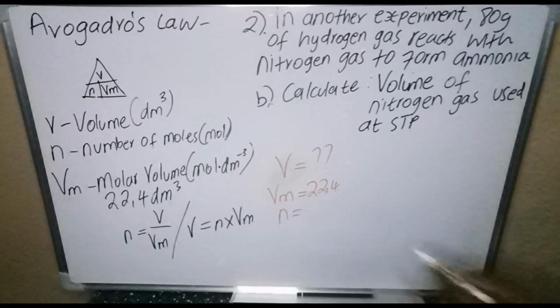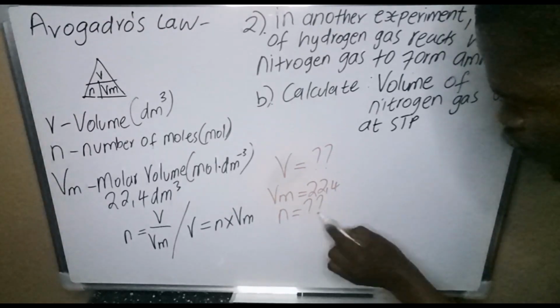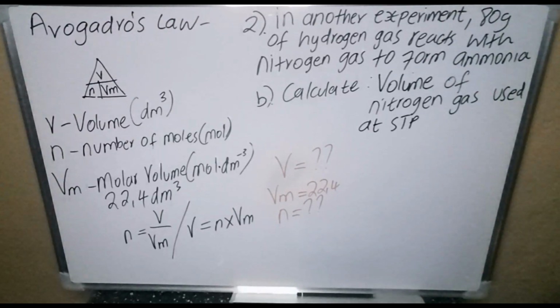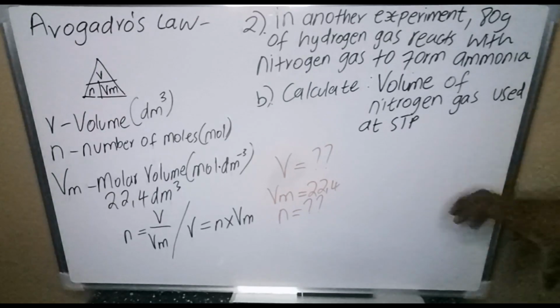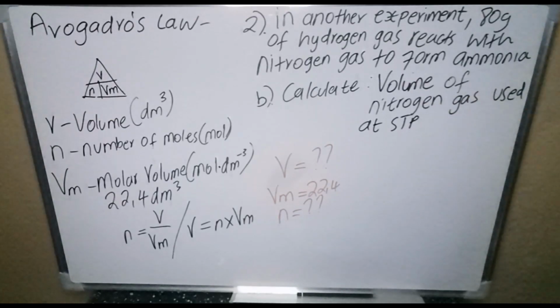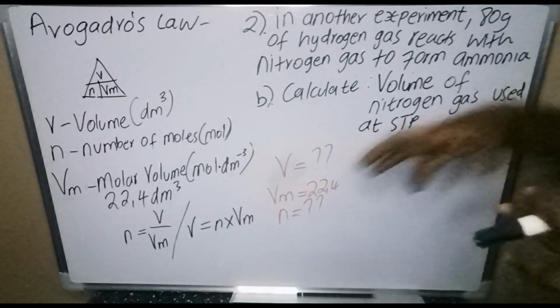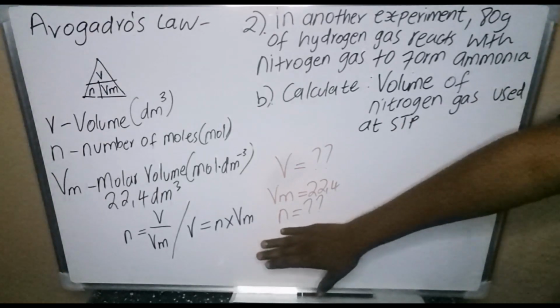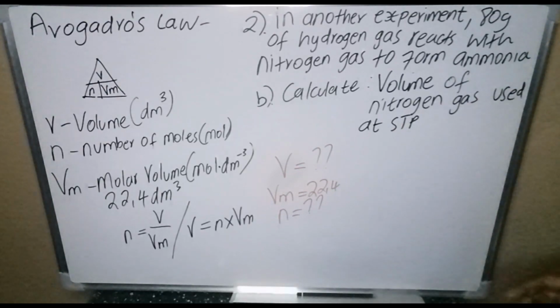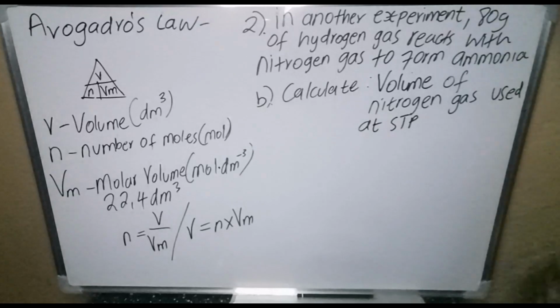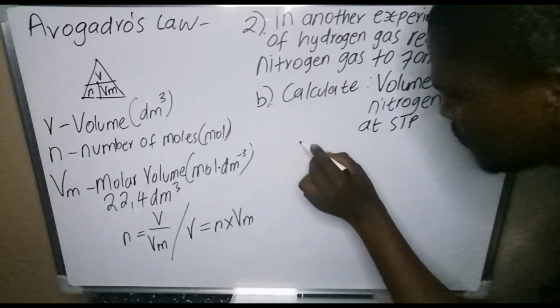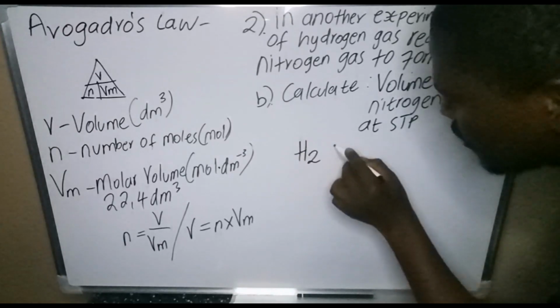I don't have the number of moles, and we have 2 unknowns, which is impossible. The question says that you must find the volume, but in our own space, we need to find the number of moles for nitrogen gas. So guys, we'll come back to that one. Let us write our formula again. It's very important to come back here.